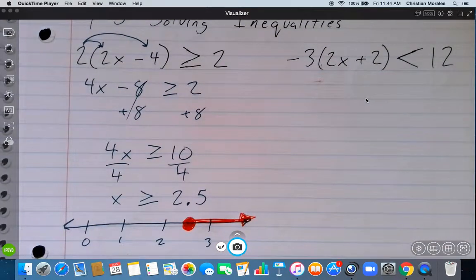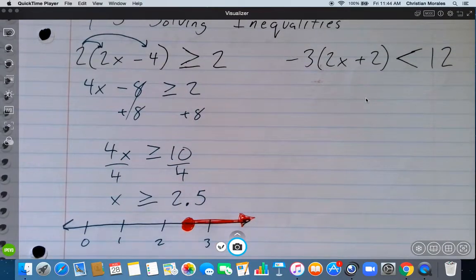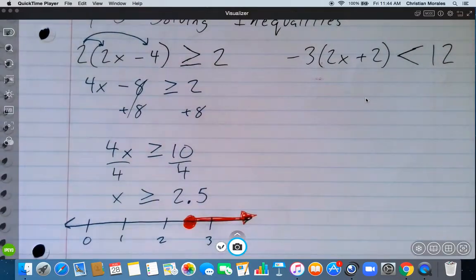So that's the answer. So what is x? X is every number greater than or equal to 2.5. So here's the thing. 2.5 is just the first answer. 2.6, 2.7, 2.8, 2.9, 3, 3.1, 3.2, 3.3, all of those are answers. And that's how you identify all the answers are on this side. Okay, next.